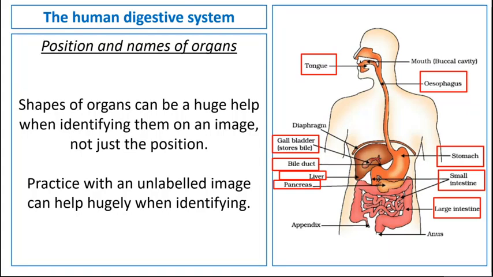Okay, but there are other digestive organs that are involved, like the liver and the pancreas and the gallbladder, which have either chemicals or enzymes that are also involved in digestion.